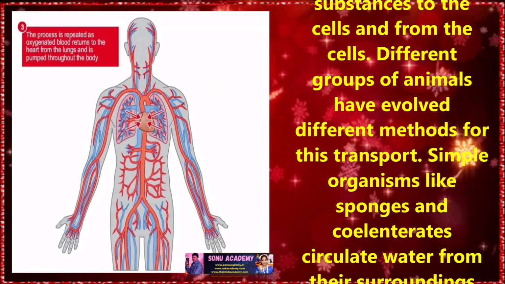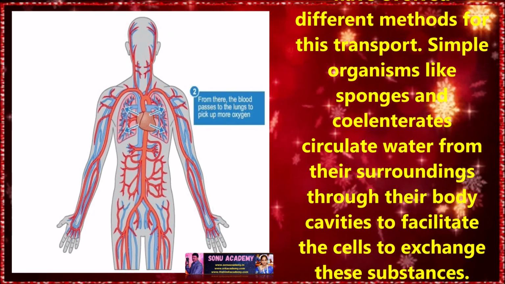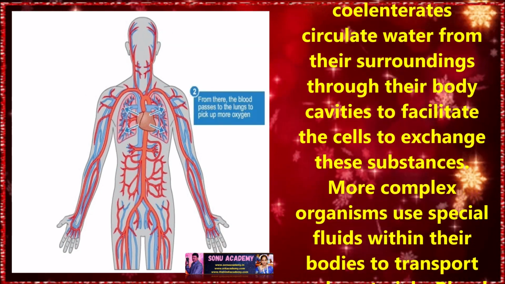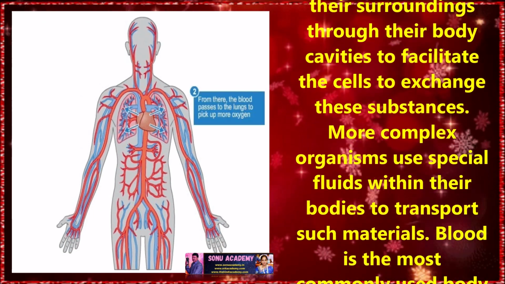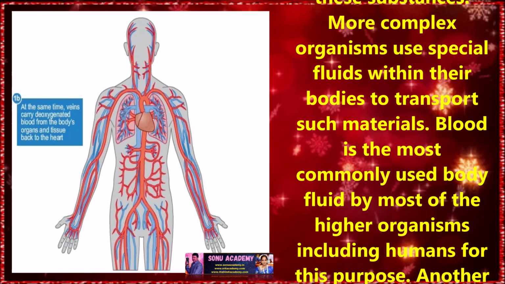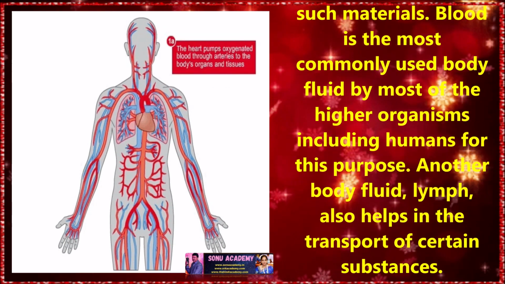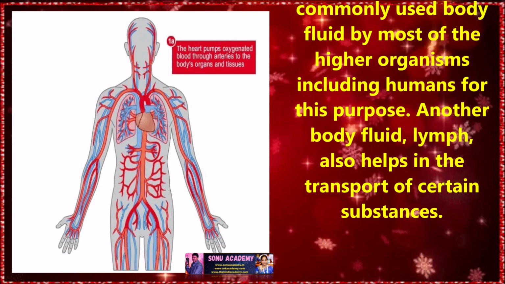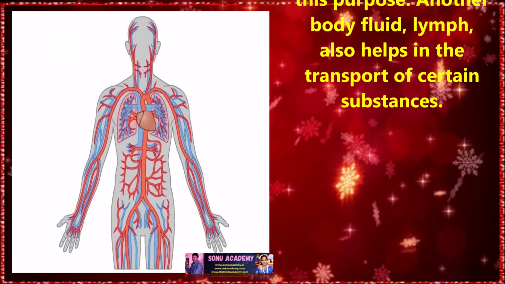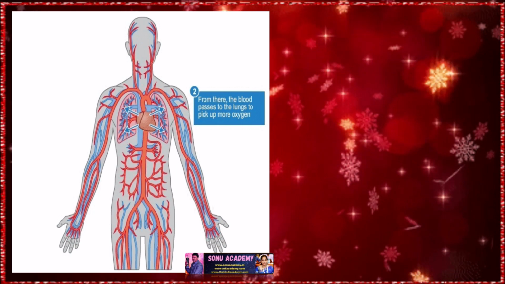Simple organisms like sponges and coelenterates circulate water from their surroundings through their body cavities to facilitate the cells to exchange these substances. More complex organisms use special fluids within their bodies to transport such materials. Blood is the most commonly used body fluid by most of the higher organisms, including humans, for this purpose. Another body fluid is lymph, which also helps in the transport of certain substances.